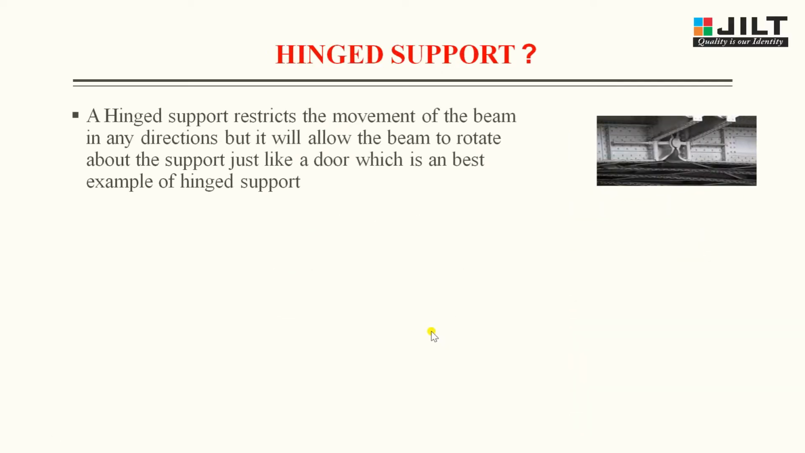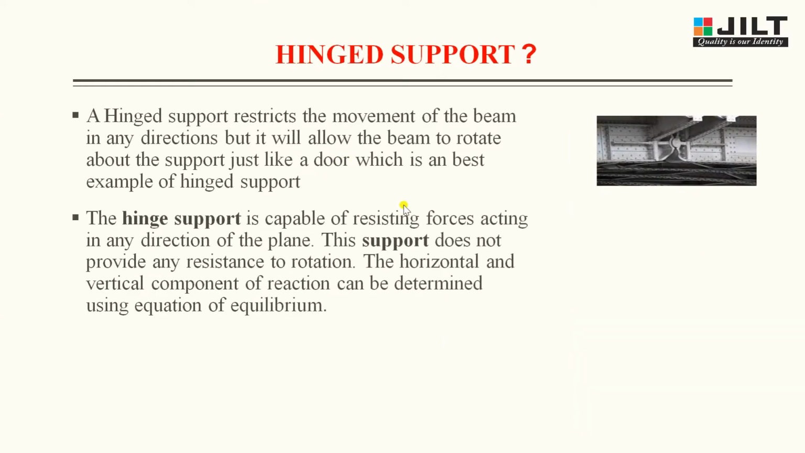Now let us talk about hinged support. A hinged support restricts the movement of the beam in any direction, but it will allow the beam to rotate about the support, just like a door, which is the best example of a hinged support. This is an example of a hinged support you can view.